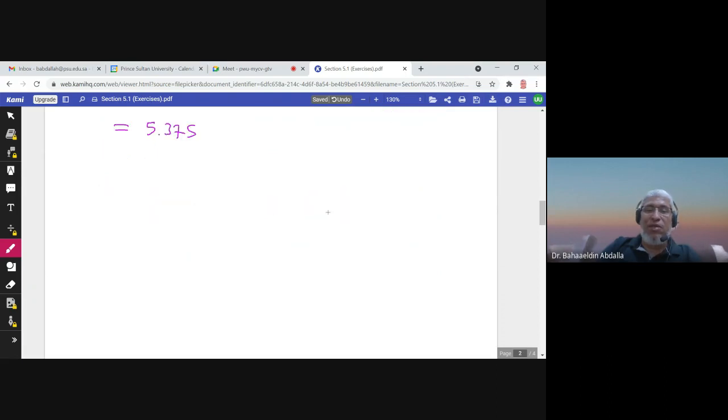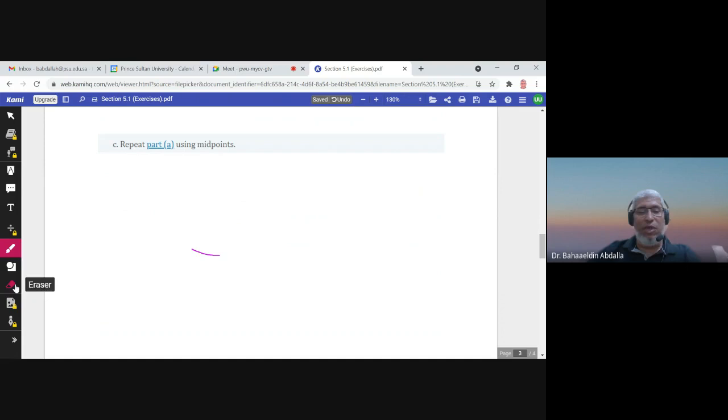The last part of this question, using the midpoint. Okay, so let us use the midpoint. Again, I will sketch the graph. We have at 0, it is 1, at negative 1, it is 2, at 1, it is 2, at 2, it is 5.